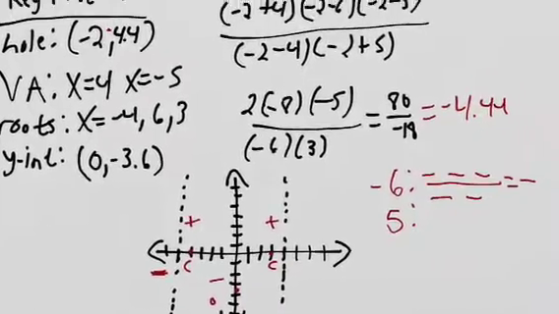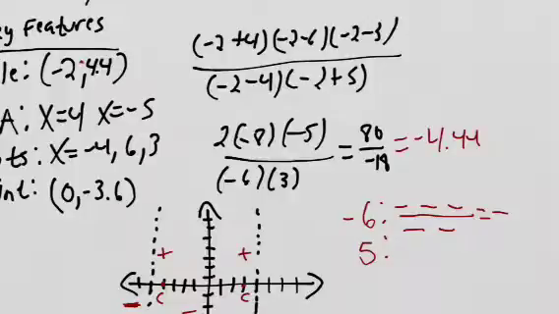Okay, let's do 5 now. 5 plus 4 is going to be positive. 5 minus 6 is going to be negative. 5 minus 3 is going to be positive. And then we have 5 minus 4, which is positive. We have 5 plus 5, which is positive. So this is also going to be negative.